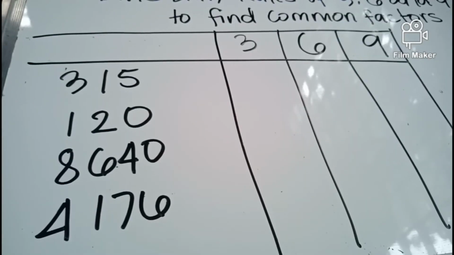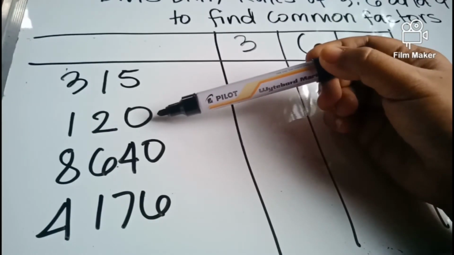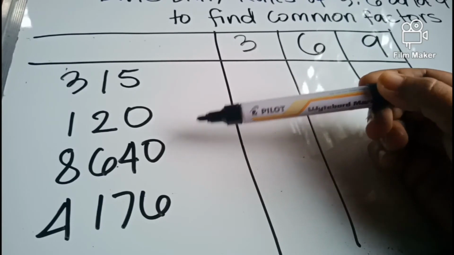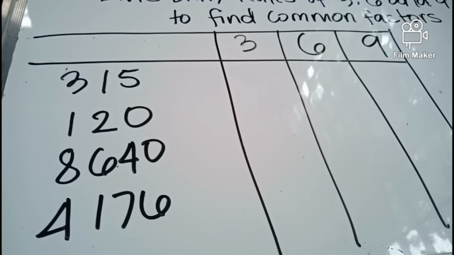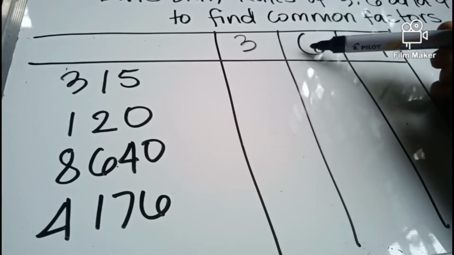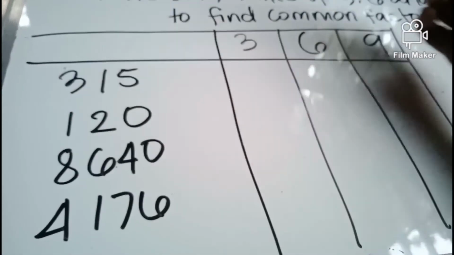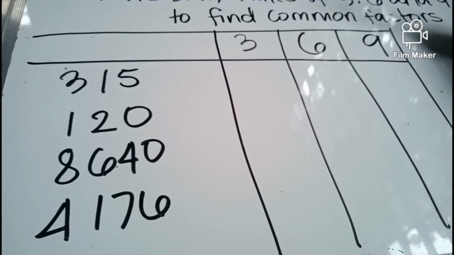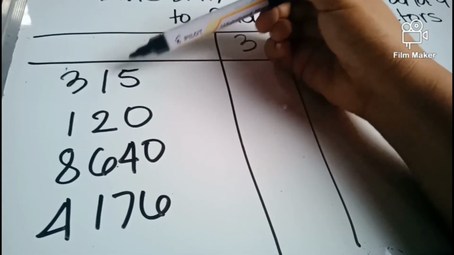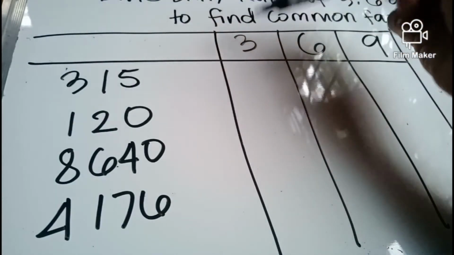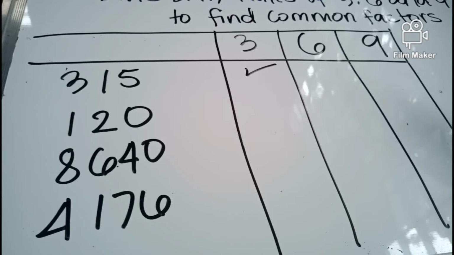So, I have here an activity which is 315, 120, 8,640, and 4,176. We will check the number if it is divisible by 3, 6, and 9. So first, 315. Then let's apply the rules, i-add natin yung digits. 3 plus 1 is 4, plus 5 is 9. 9 is divisible by 3, therefore 315 is divisible by 3.